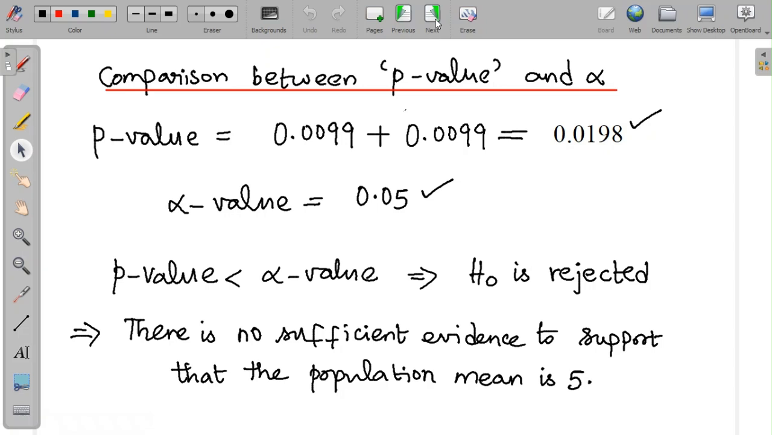Now, when we compare this with alpha, we see that the p-value is less than alpha. And hence, by the rule that we have learned before, we reject the null hypothesis. That is, we conclude that there is no sufficient evidence to support the statement that the population mean is 5.